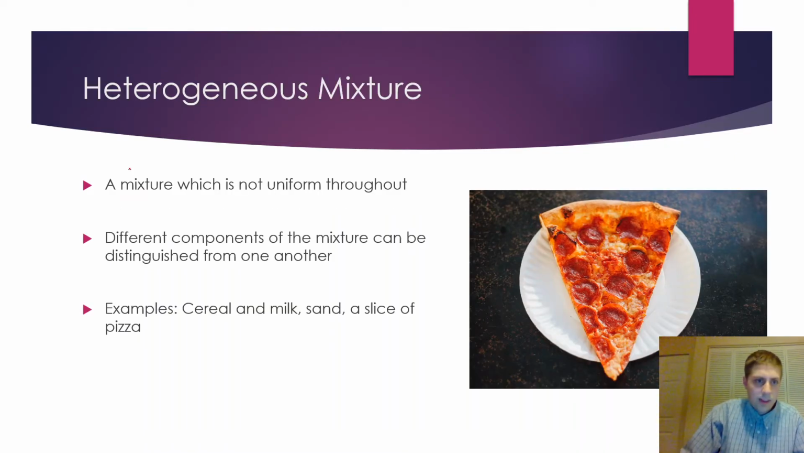So, a heterogeneous mixture, as the prefix hetero suggests, is a mixture containing two or more different things that is not uniform throughout, right? So you can tell the difference. Hetero is for different, right? So different components of the mixture can be distinguished from one another, right?